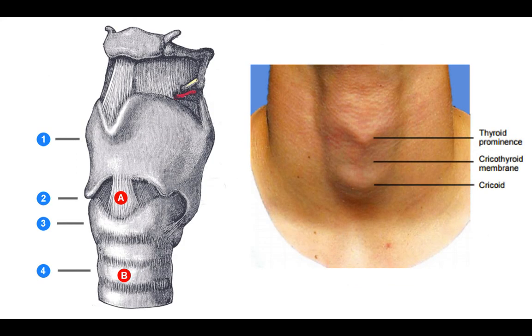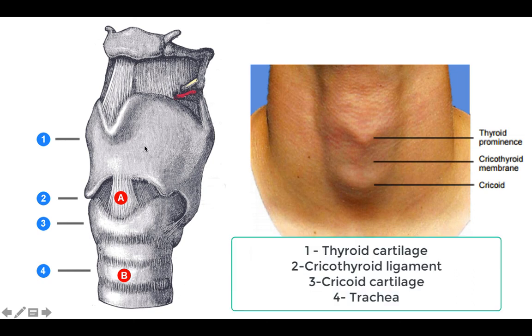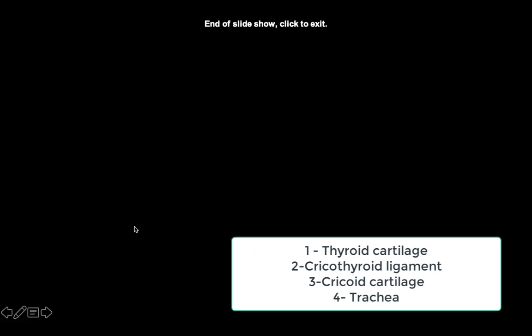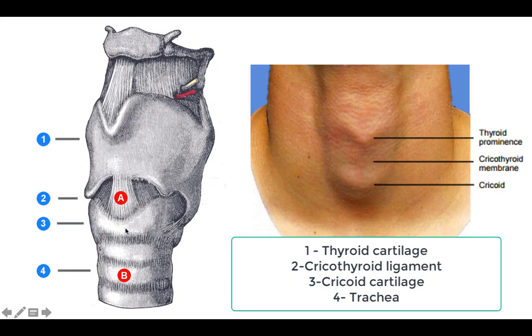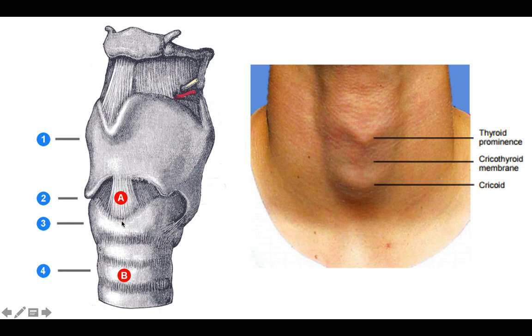Again, for some of the terminology, in this diagram here is the thyroid cartilage, and number 3 here is going to be the cricoid cartilage. Cricoid cartilage right there. And then down here is going to be the trachea. And right here, this ligament is the cricothyroid ligament, because here's your cricoid cartilage and here's your thyroid cartilage. So it's called the cricothyroid ligament.